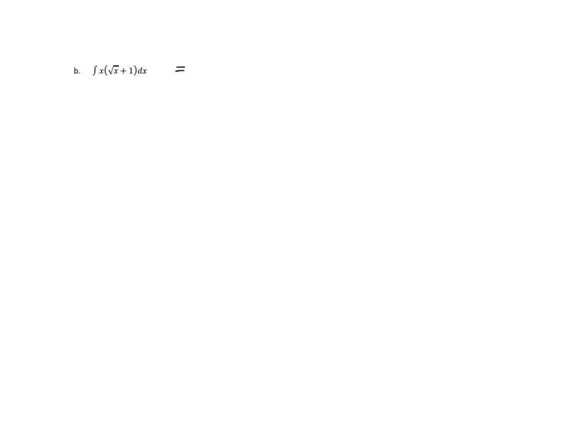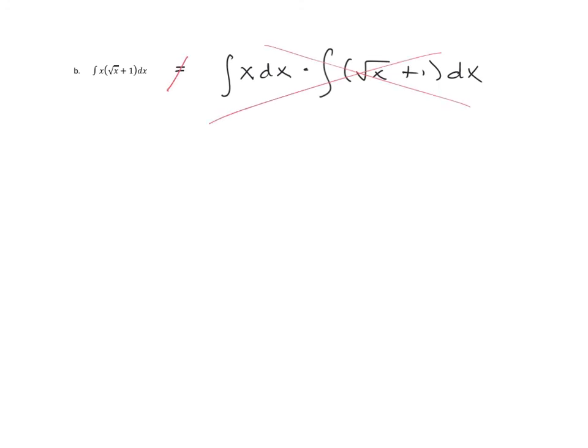For this integral, I see I have a product. You can't just integrate both things separately. In fact, maybe I'll just write this down as a note. Are you allowed to just take the integral of both pieces separately, and then that's your answer? And the answer to that is no, this is no good. You can't do that.